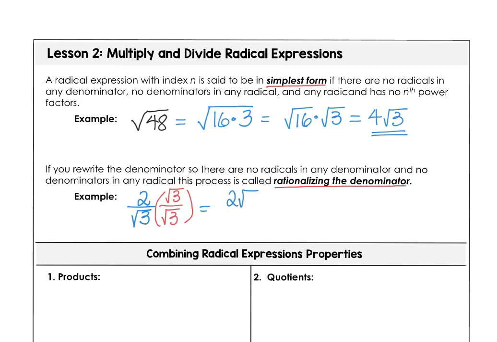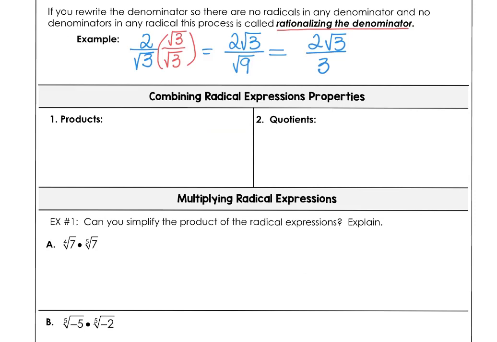Here we have 2 times the square root of 3, and then combining the square root of 3 times the square root of 3 gives us the square root of 9. So our simplest radical form by clearing the denominator of all radicals would be 2 square roots of 3 divided by 3.